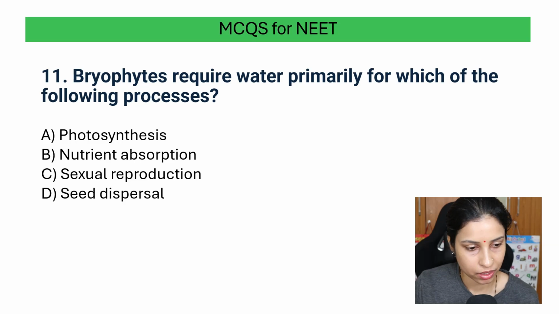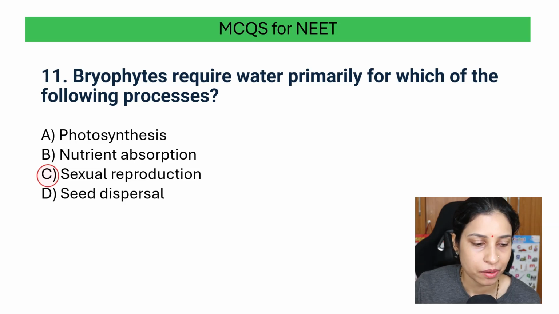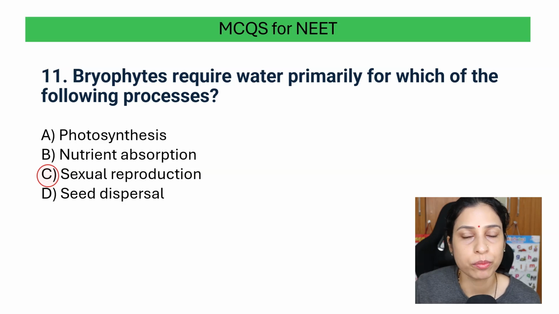Okay. Bryophytes require water primarily for which of the following processes? Easy, right? Photosynthesis, nutrient absorption, sexual reproduction, seed dispersal. The option is C, because for sexual reproduction they require water. Without water, they cannot undergo sexual reproduction or complete their life cycle.